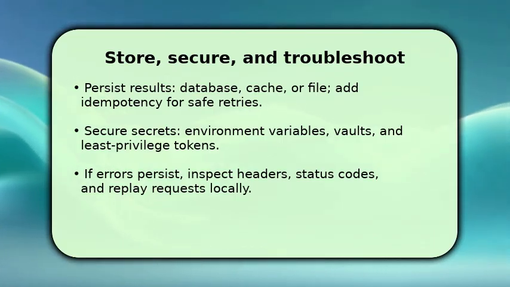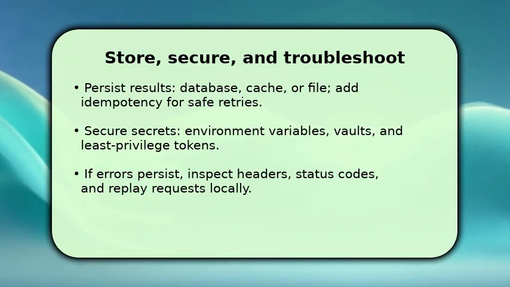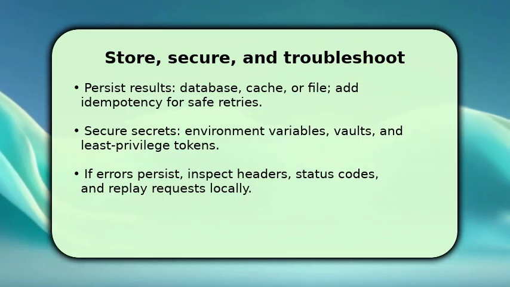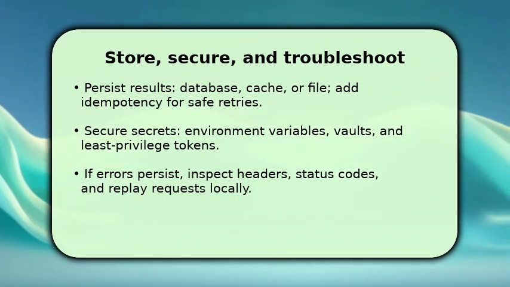If something goes wrong, inspect response headers and status codes, replay the exact request locally with the same headers and body, and you'll often reveal auth, schema, or throttling issues quickly.